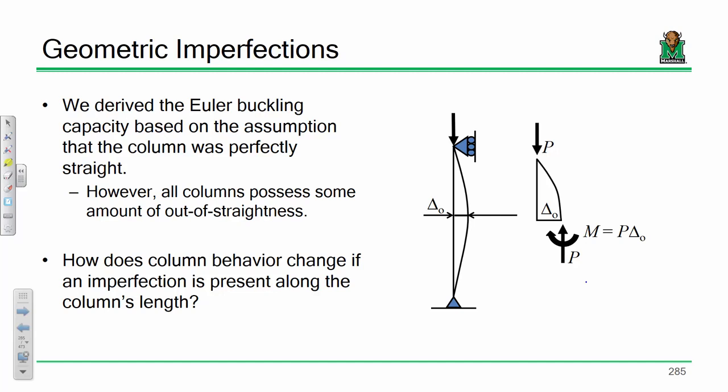Think, here's this column, right? And I load it until it buckles, right? But let's say I gave you the column and it was already bent like this. That's going to be a lot weaker than if it was perfectly straight, right? Make sense? So those imperfections have to be accounted for. See, the code allows you to have some out of straightness and some out of plumbness when you're constructing, for instance, when you're erecting columns in a building.